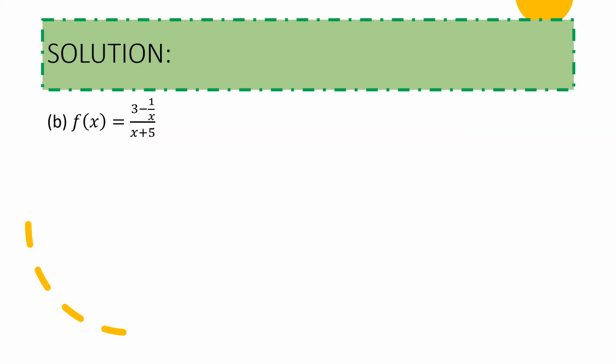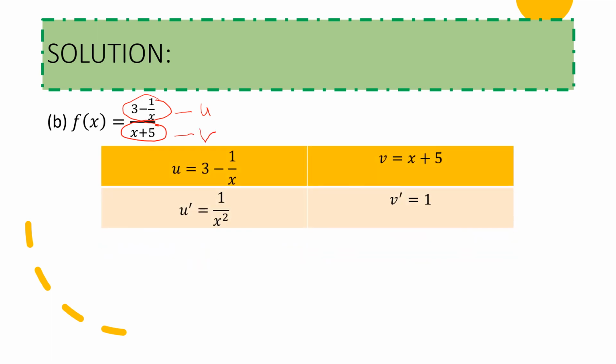B. f(x) equals (3 minus 1 over x) over (x plus 5). So first, the numerator we let be u and the denominator we let be v. So from that, u prime equals 1 over x squared and v prime equals 1.